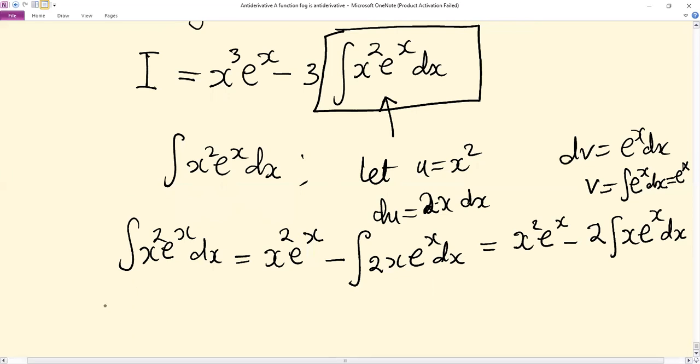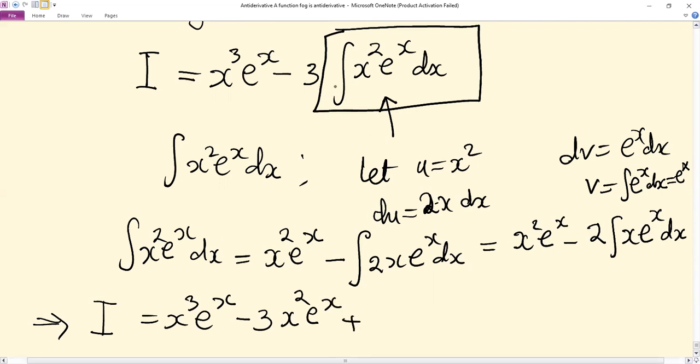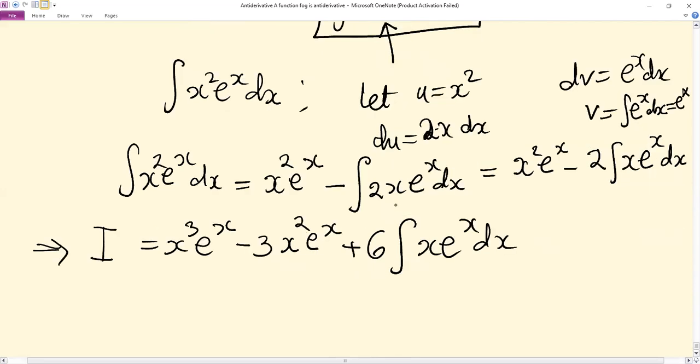Now let me replace this one in the integral I. So I will be x power 3 e raised power x, then 3 times this integral, and we have this one, so it'll be minus 3x squared e raised power x, and then this minus times this minus would be plus, so 3 times 2 is 6 integral of x e raised power x dx. So we also still have to use integration by parts to carry out this integral.